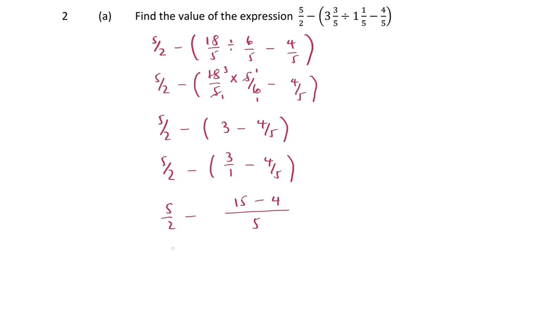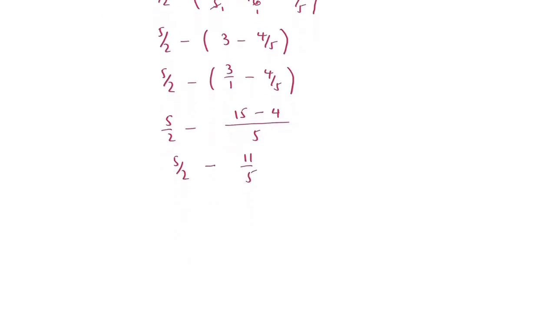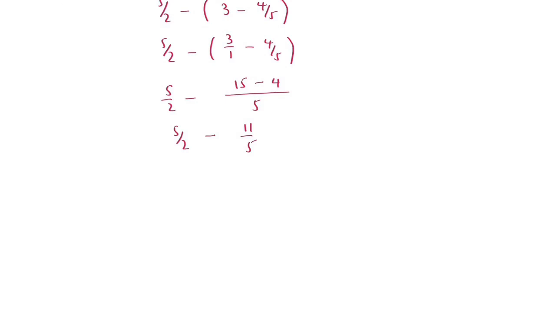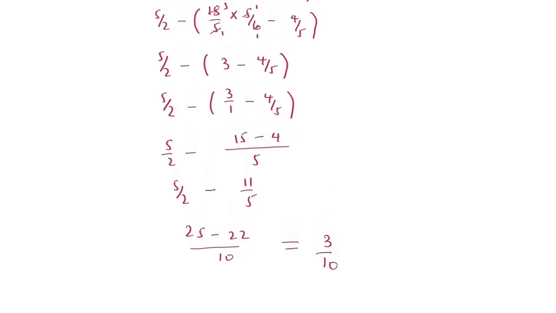Simplifying this, we have 5 over 2 minus 11 over 5. Then again, the LCM of 2 and 5 is 10. So we are going to take 10 divided by 2 multiplied by 5, and 10 divided by 5 multiplied by 11. Our expression is going to be 25 minus 22 over 10. Simplifying this, we have 3 over 10. And this is going to be our answer.